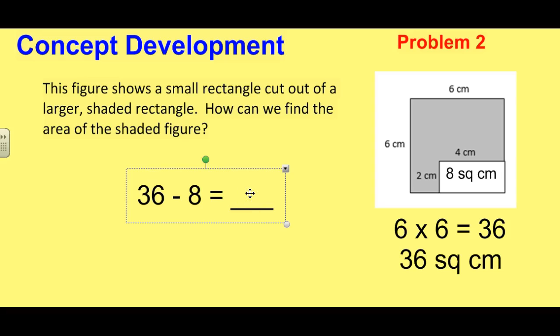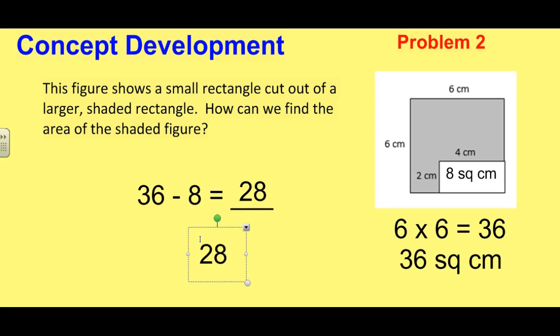Okay, so I know that 36 minus 8 is going to leave me with 28. So the area of the shaded shape is 28 square centimeters. So it's kind of like what we were doing earlier, where we boxed in the whole shape and then we took out the white part. This is the exact same thing. It's just this time you don't see all of the square units. You just see the side lengths and you're just multiplying.